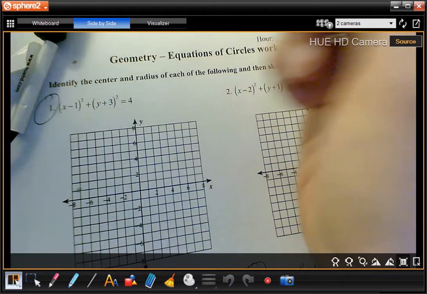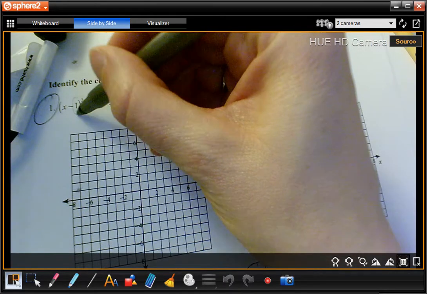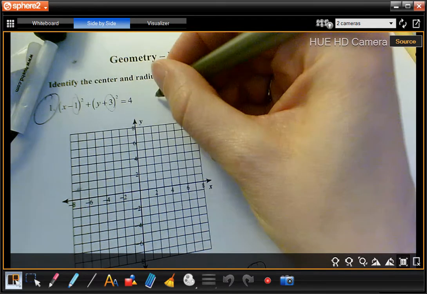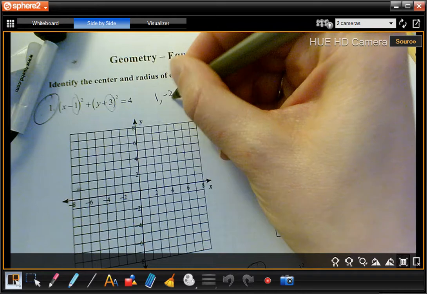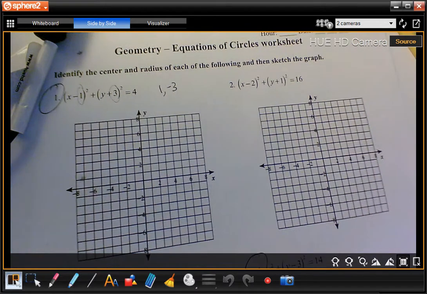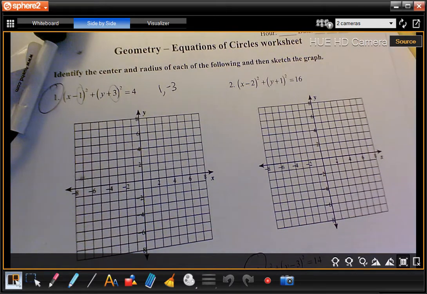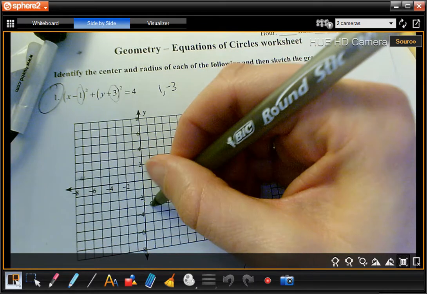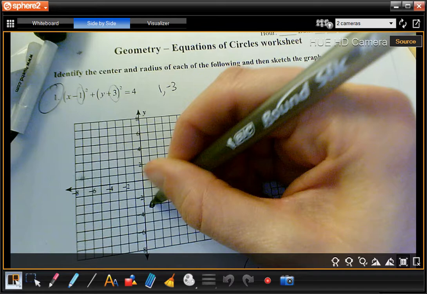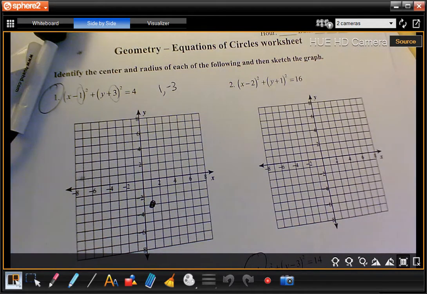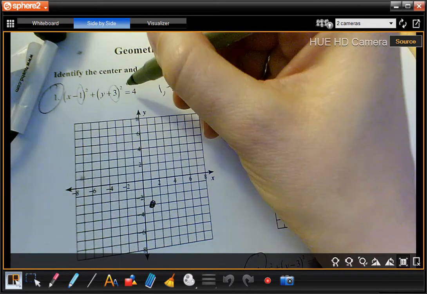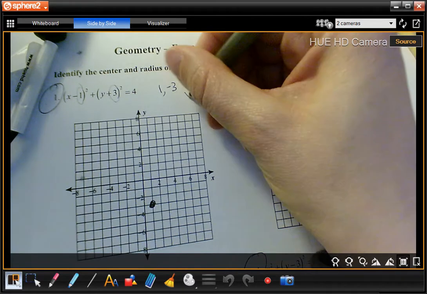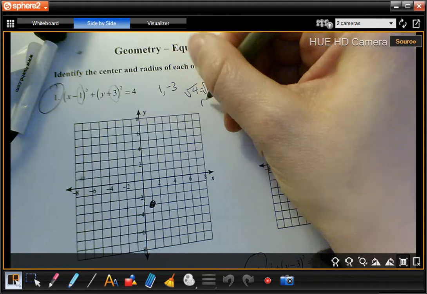Now, with that formula, you want to do the opposite of what those signs say there. So we've got 1 and negative 3. Now, hopefully you remember that that is a point on our graph. So we can just go to the right 1, down 3. That point right there that I'm drawing in, that's the center of my circle. Now, 4 stands for r squared. So 4 equals r squared. So if we square root both sides, we're going to say r equals 2.